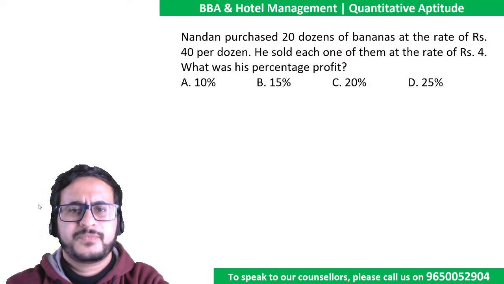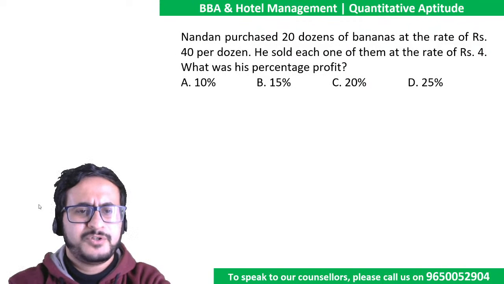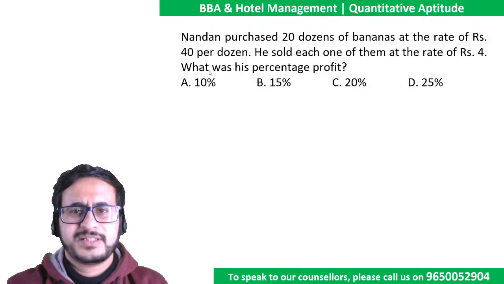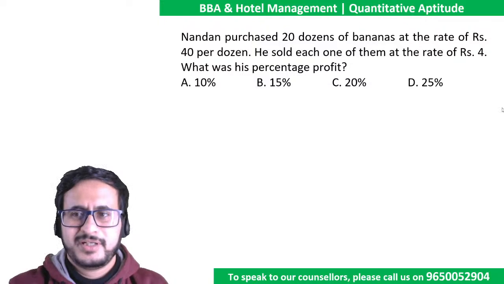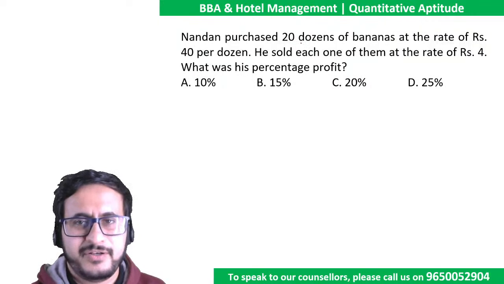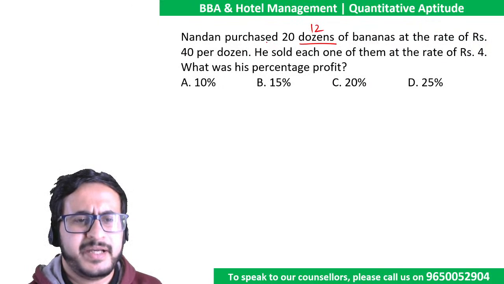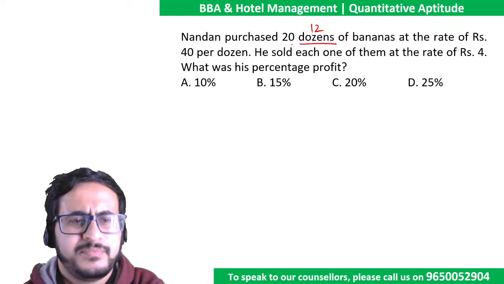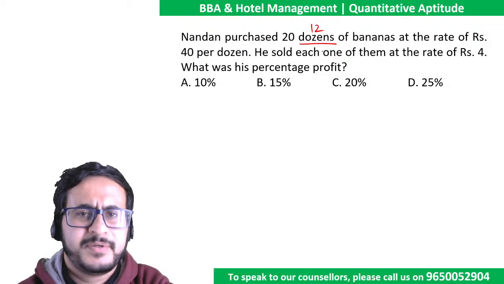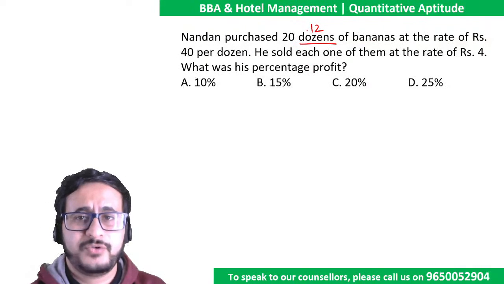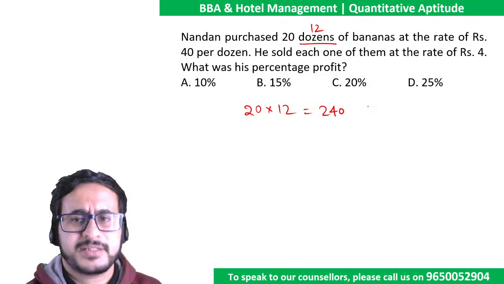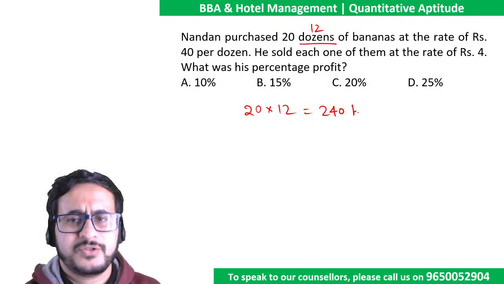profit. Okay, so first of all, one thing that I'm sure you know, or if you do not know, you should know the meaning of dozen. So dozen in Hindi we call it darjan also, right? Dozen means 12. So bananas you generally buy in dozens. You buy 12 bananas at one time. So he purchased 20 dozens. So 20 into 12, he purchased 240 bananas.